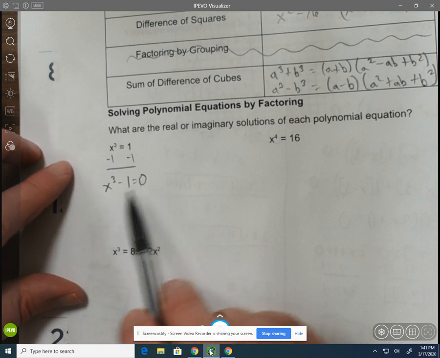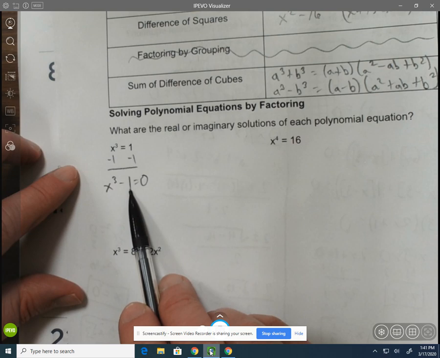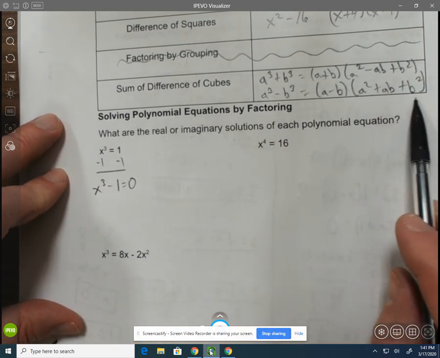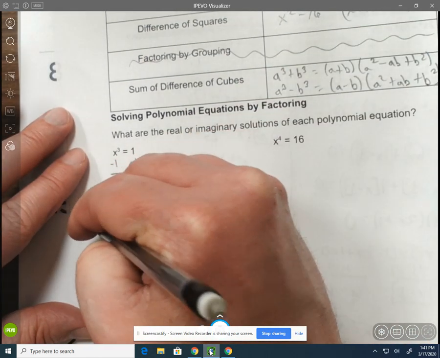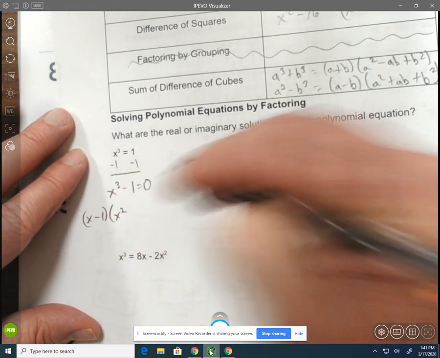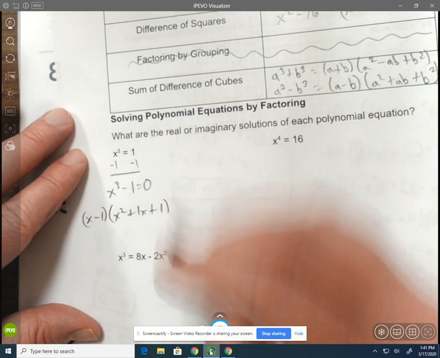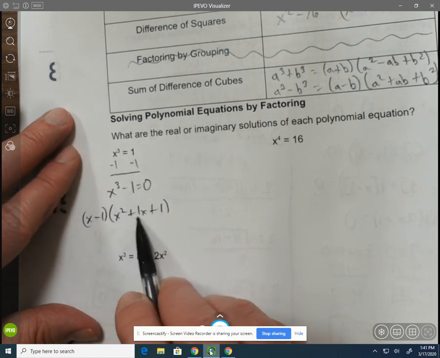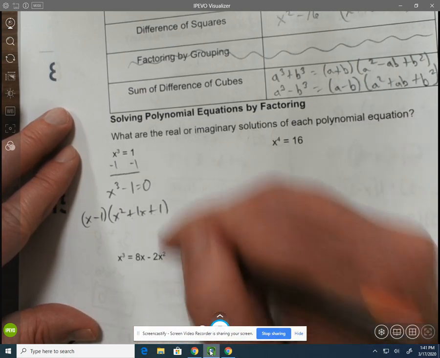And this is exactly what I was talking about. This is a difference of two cubes. This is x times x times x, and this is 1 times 1 times 1. So I'm actually going to factor this thing exactly like this. So I'm going to factor it as x minus 1 times x squared plus 1x plus 1. So a minus b, x minus 1, and then a squared plus ab plus b squared. So that came from right up here.